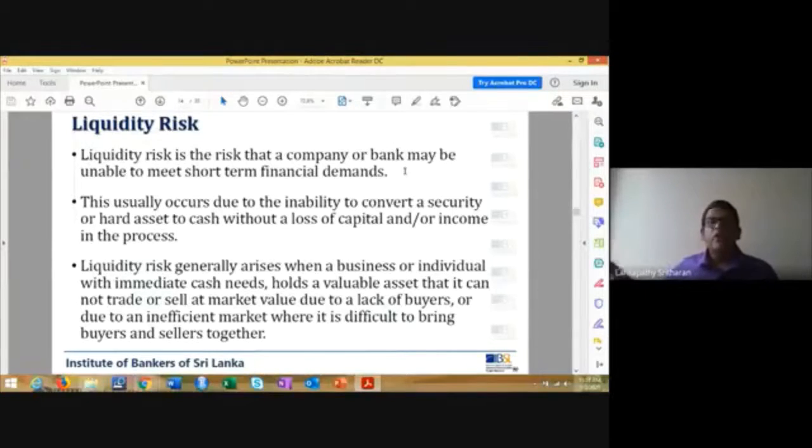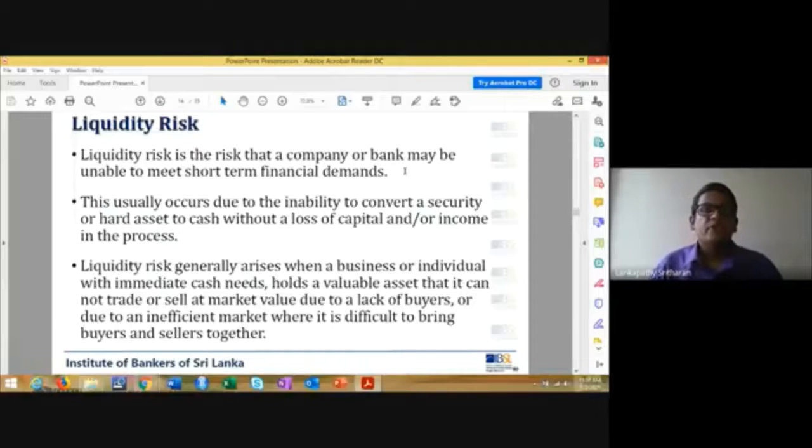Don't confuse now. But liquidity risk is that a company or bank may be unable to meet the short-term financial demand; that is called liquidity risk. This usually occurs due to the inability to convert a security or hard assets to cash without loss of capital and income in the process. To mitigate the liquidity risk, the central bank as a regulator requires the banks and finance companies to maintain some liquid assets in their hands, which is called the statutory liquid asset ratio.